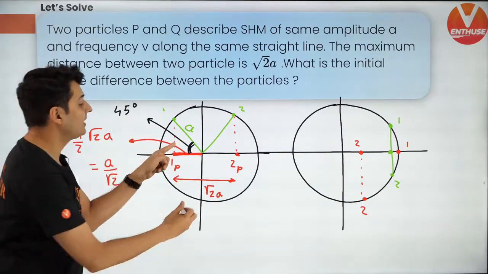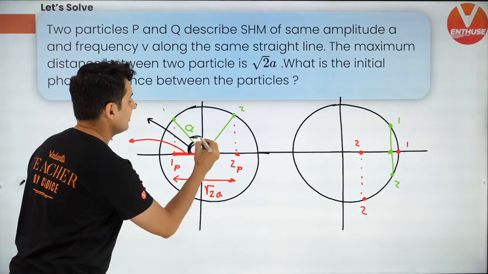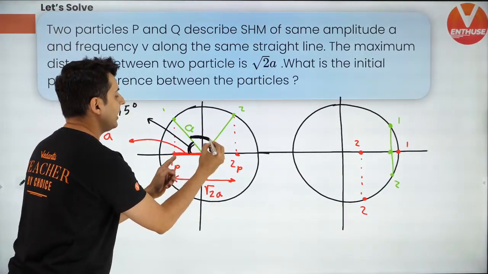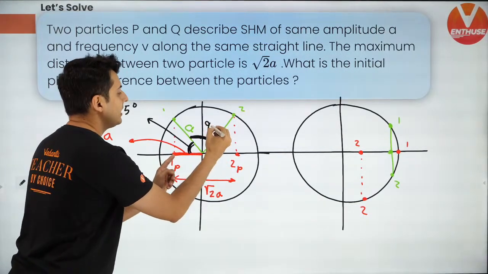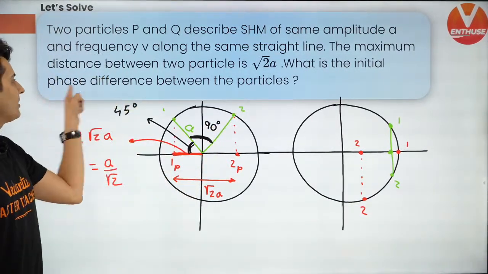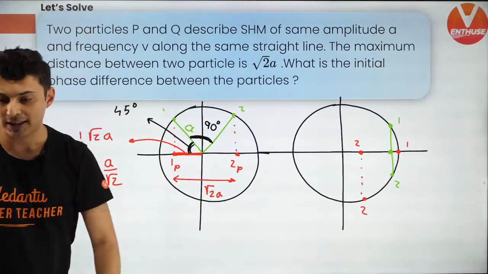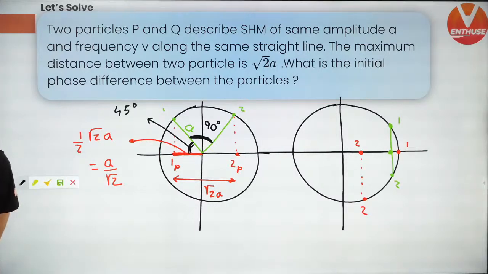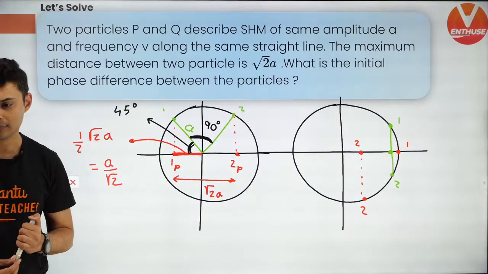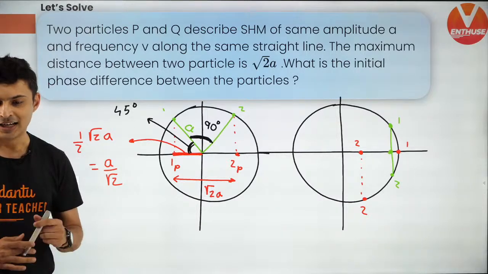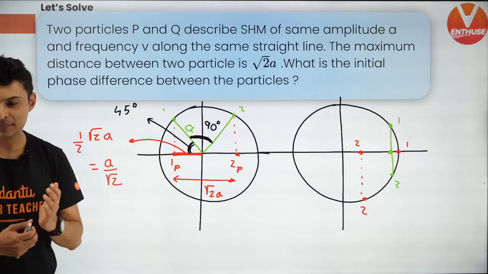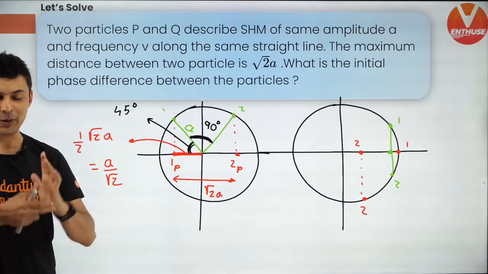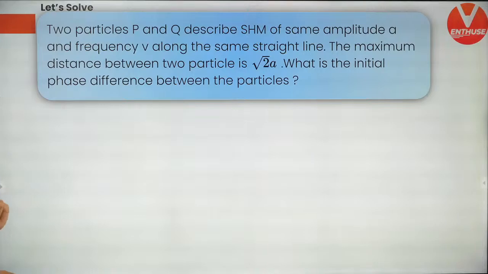Okay, so this is 45. If this is 45, this is also 45. And if this is 45, this is also 45. So guys, how much will this total angle be? 90 degrees. So that's the answer. What is the phase difference? The answer is pi by 2 or 90 degrees. I hope this is clear. Okay, great. Let's get going.